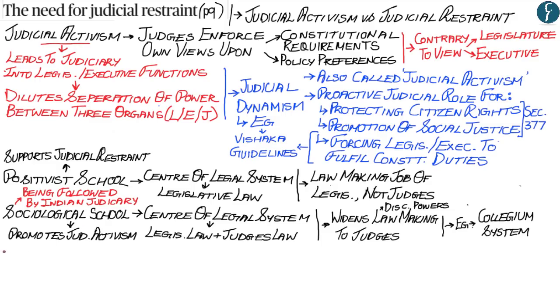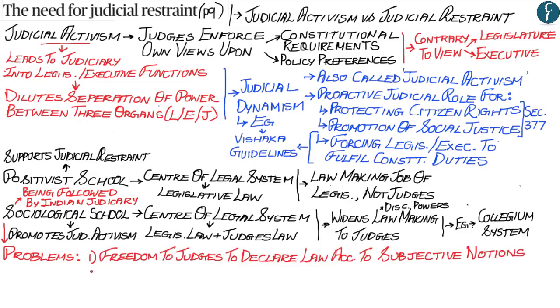Now, the last aspect that this editorial talks about are the various problems that have arisen due to the Indian judiciary following the sociological school of thought. Now, the first problem, which has been highlighted by the author, is that by following the sociological school, it would give the judges a free hand to declare any law according to his own subjective notions.